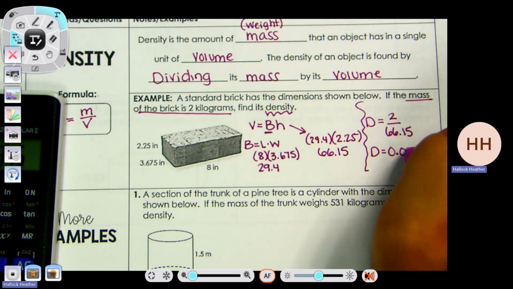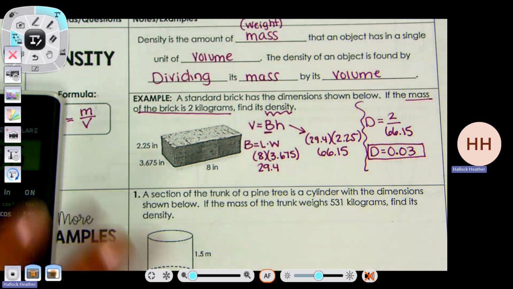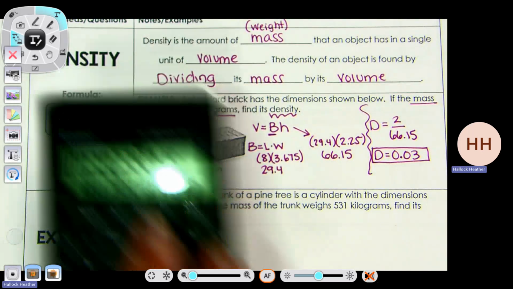We'll just say 0.03. So let's round to the nearest hundredth today because your numbers are normally going to be smaller. So let's use 2 decimal places today. Because it's 0.030, we're going to keep it as 0.03. So let's do it again.